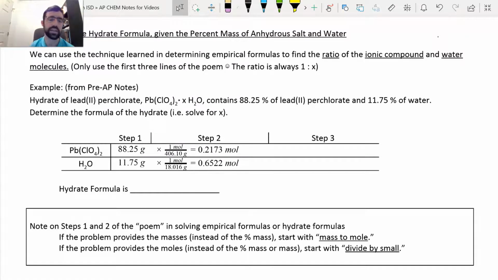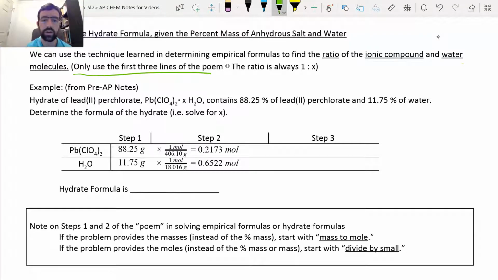We did learn this last year, but it was very, very quick, I believe. We can use the technique that we learned in determining the empirical formula to find the ratio of the ionic compound and the water molecules. Only use the first 3 lines of the poem. The ratio is always going to be 1 to X. So in our example, we have lead 2 perchlorate, and it's some hydrate.